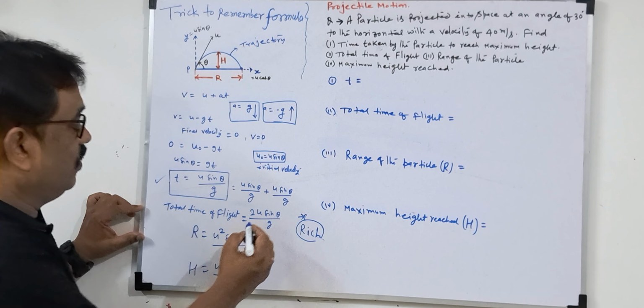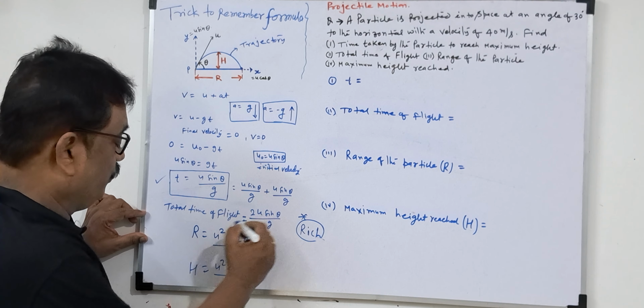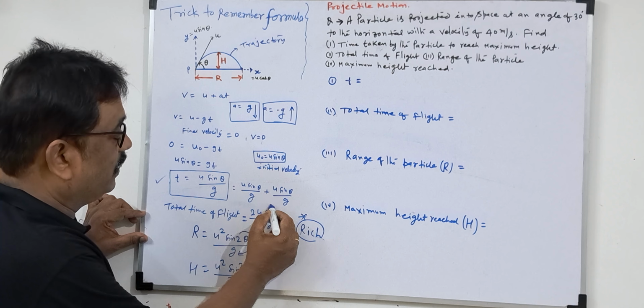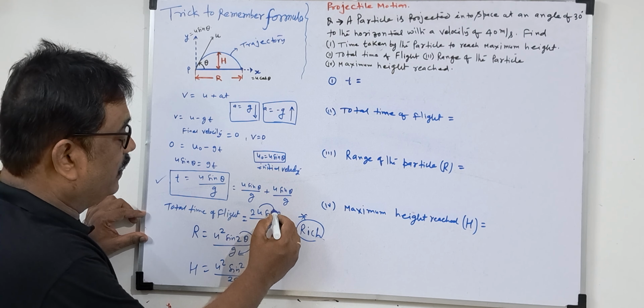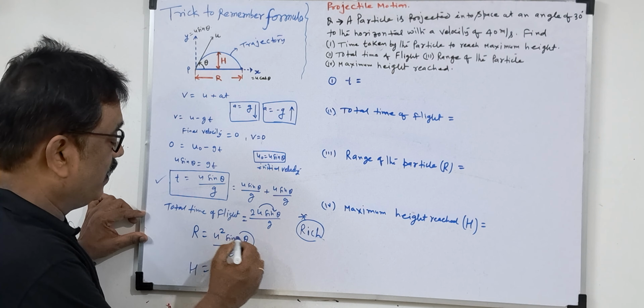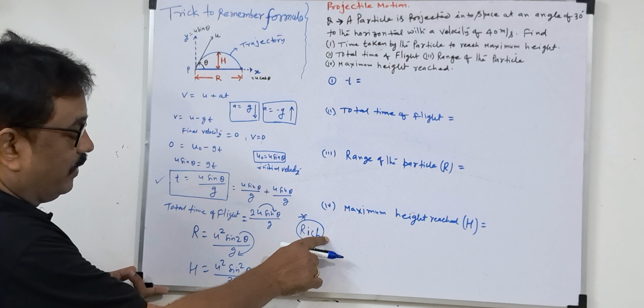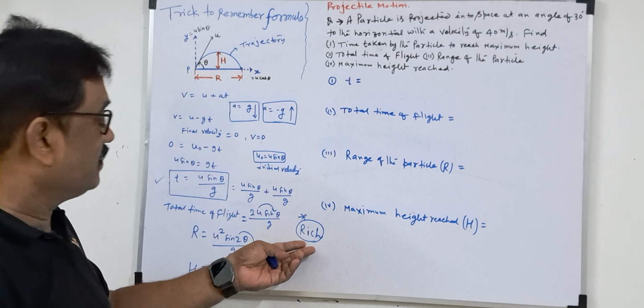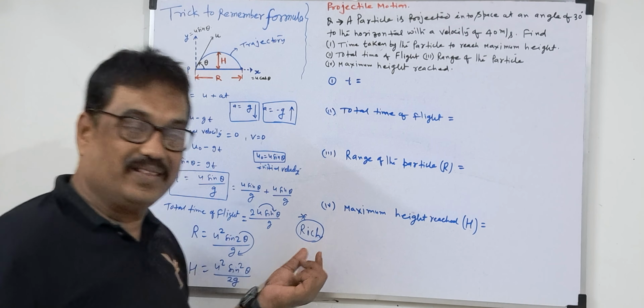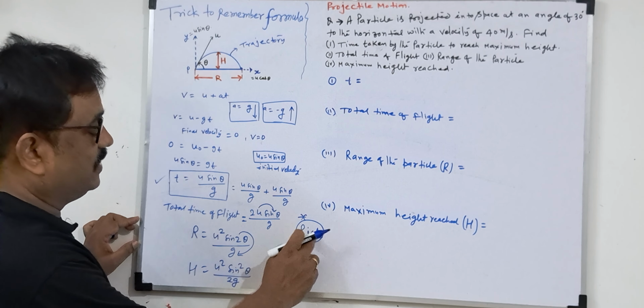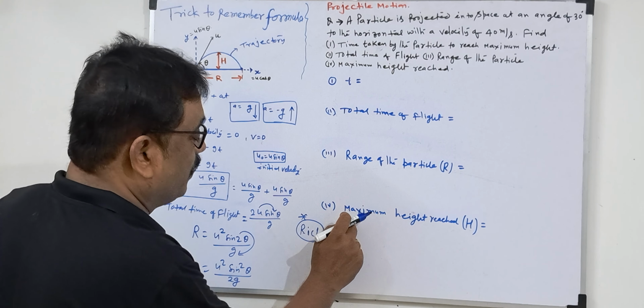This is the trick. So now see here. This 2 coming here, so u square sine 2 theta by g. Then again, suppose you forget first H or R, so you remember this word reach, R-I-C-H. So first range, then maximum height.